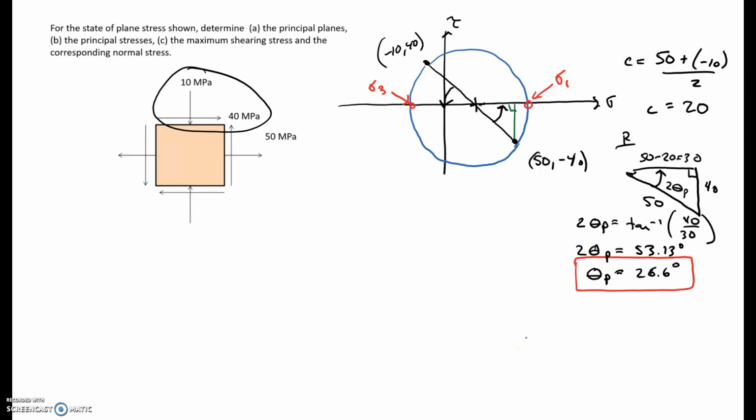Next is what are the principal stresses? Sigma 1 is the center plus the radius. So that's a center of 20 plus a radius of 50, which gives me 70 megapascals. Sigma 3 is the difference, 20 minus 50, negative 30 megapascals. So those are the principal stresses.